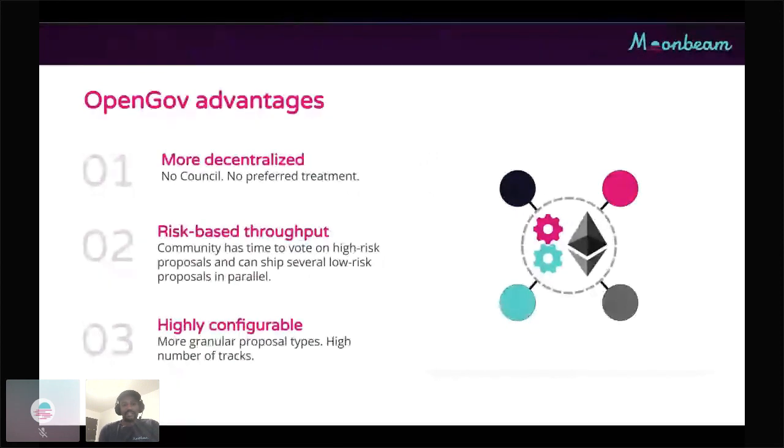And the last thing is that it's highly configurable. So here we are proposing 5 tracks, but we can have 6, 7, 8. It's quite easy to configure them. So we can also have more granular proposal types if we feel this is important. So we only propose to start small, with a very small number of tracks that we can use, and then maybe decide collectively if we need to change it.